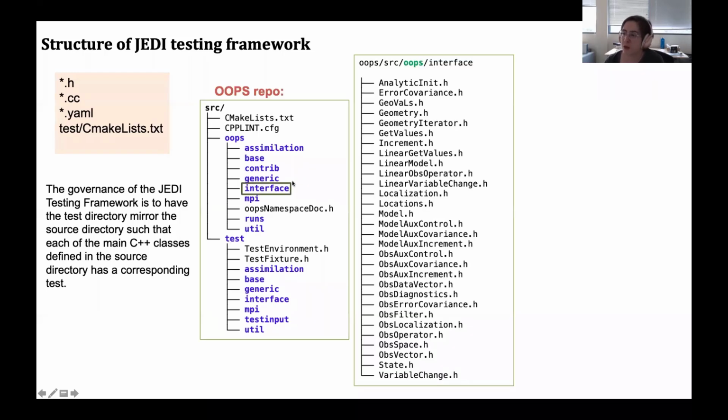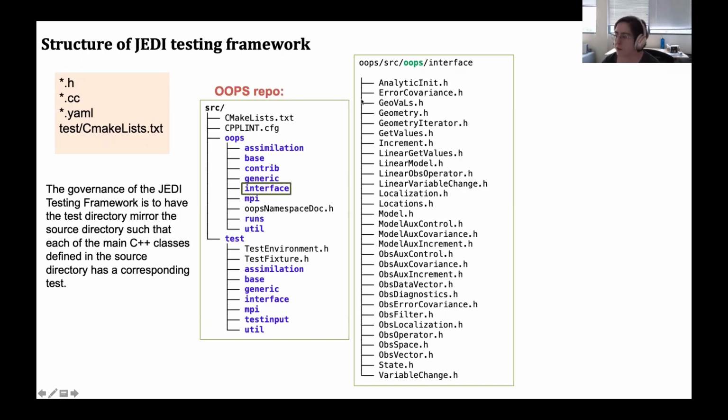Mirroring that, we have this test directory that follows the same structure as the OOPS directory. When we look into the interface directory, for example, we see all these header files that are defined in OOPS but then implemented in different models. You saw some examples in FV3-JEDI in the last lecture. You can also see the implementation of these headers in, for example, the toy models that we have in OOPS or any other model that we have.